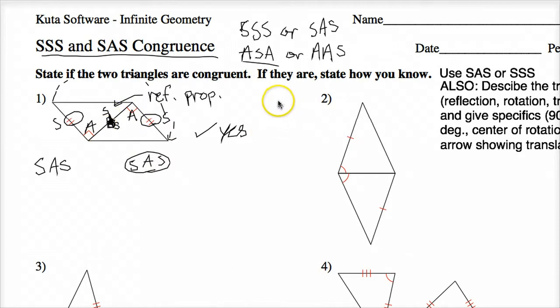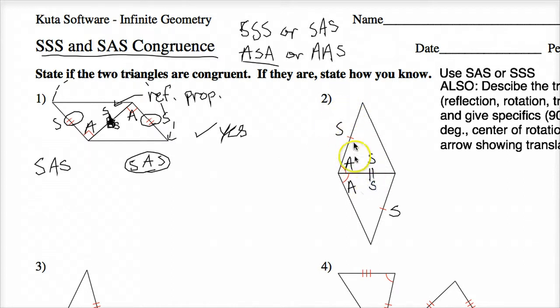All right, let's see what we have now for number 2. So this second one, very similar. We got a side here and then an angle. And then we have a side here and then an angle. And we have this third side. I'm going to do a double tick mark on it. So that would make a side here and also a side there.